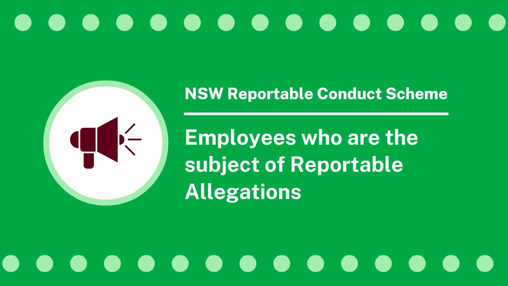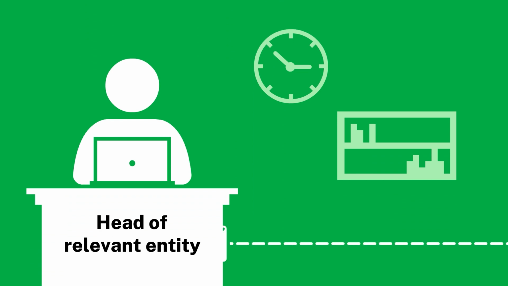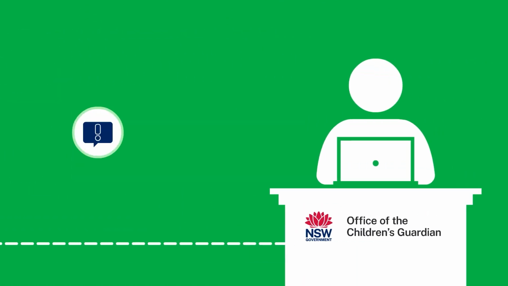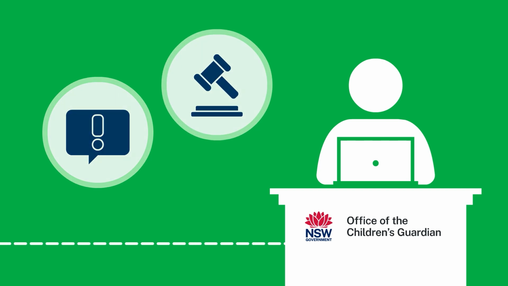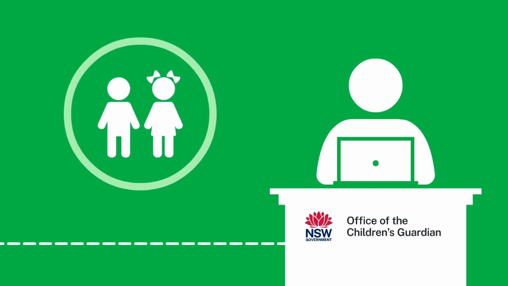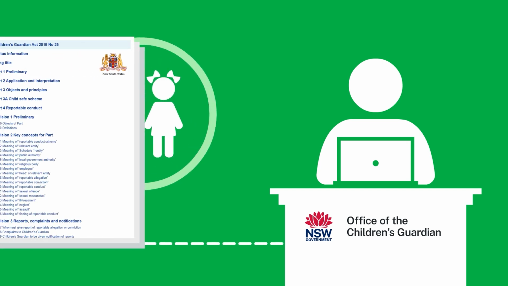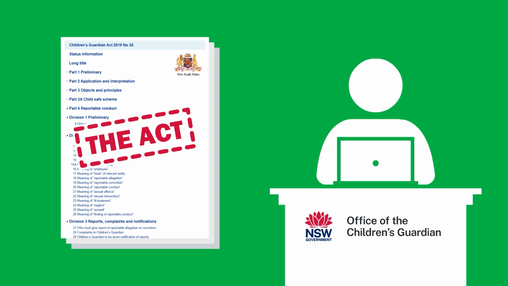The New South Wales Reportable Conduct Scheme requires the heads of relevant entities to notify the Children's Guardian of reportable allegations and reportable convictions against their employees. This is because the purpose of the Reportable Conduct Scheme is to protect children from harm. This requirement is detailed in Part 4 of the Children's Guardian Act 2019. Throughout this video, we'll just refer to this as the Act.